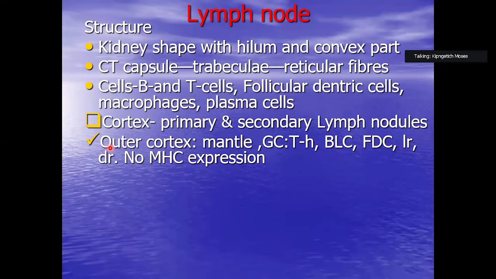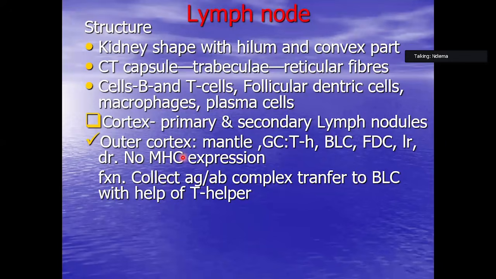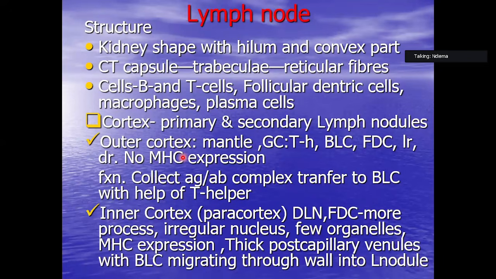Also, in the germinal center, we have no major histocompatibility expression, and this is in the primary outer part. Then, once the antigens have been collected and presented to the B lymphocytes, with the help of T lymphocytes, there is then activation. Then we have the secondary lymph nodule. Then we have the inner parts, the inner cortex.